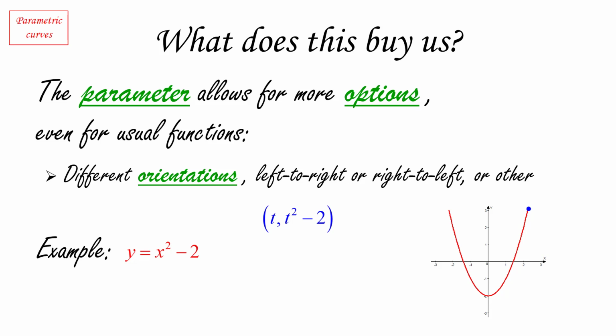But I can write the same curve with a different parameterization as negative t and t squared minus 2. Of course, the y is the same because if I square negative t, I still get t squared. In this case, as t increases, negative t, which is the x-coordinate, will decrease. And so my curve will be traced right to left instead of left to right.